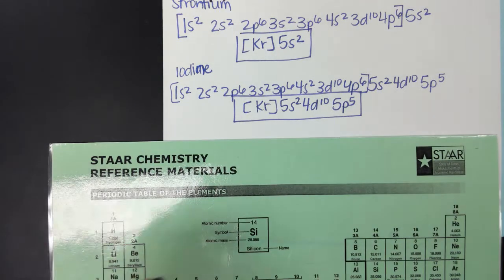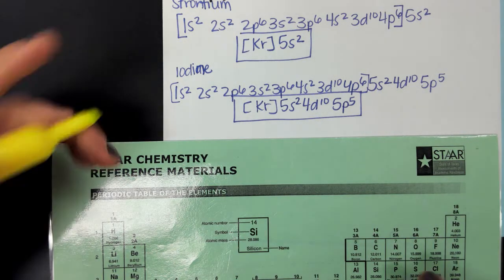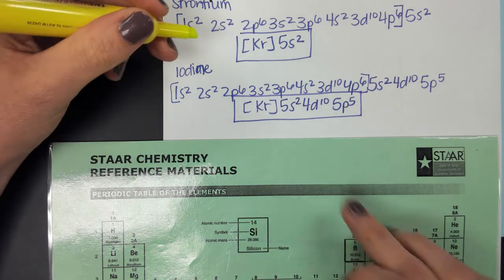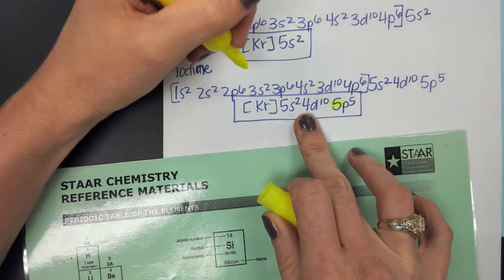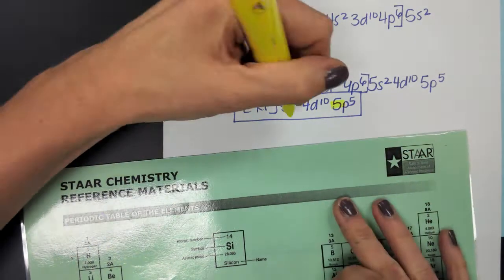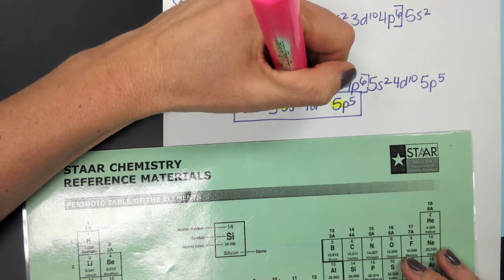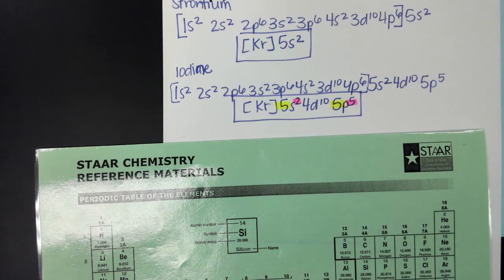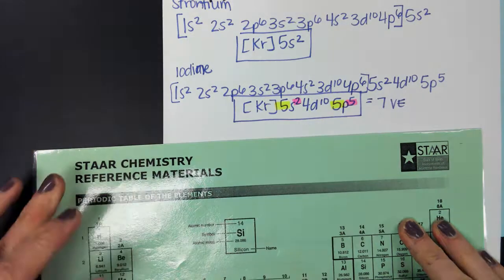Let's quickly just make sure we're good with the number of valence electrons in iodine. So I'm looking for my highest energy level, which is 5. 4 is not. Okay, that's in the 4th energy level. There's another 5. So I'm dealing with 2 electrons from my S sublevel and 5 from my P. So that means iodine has 7 valence electrons.